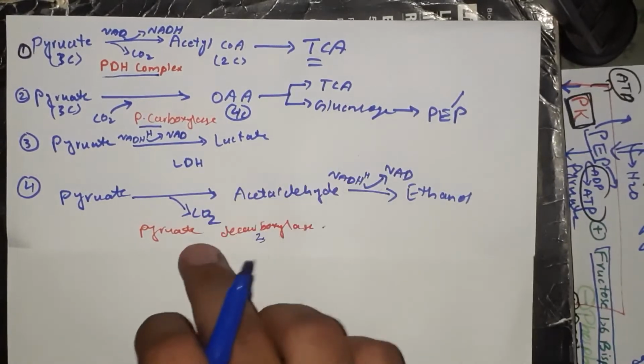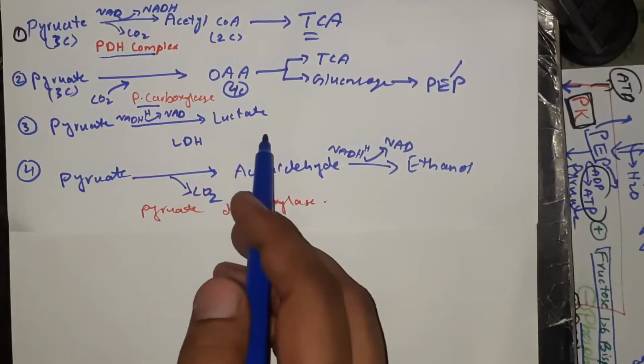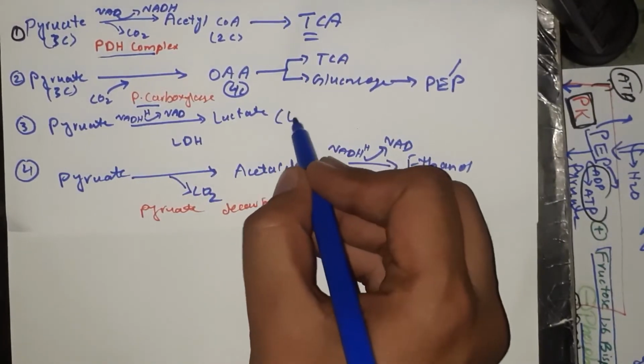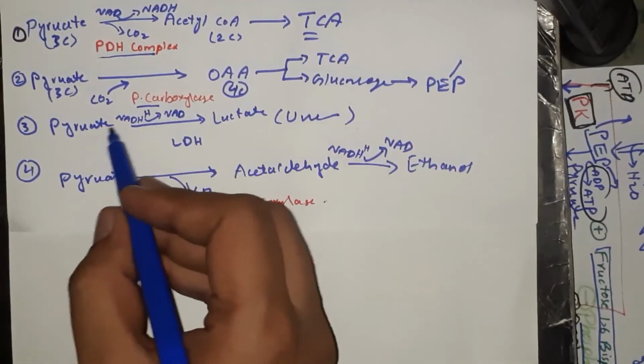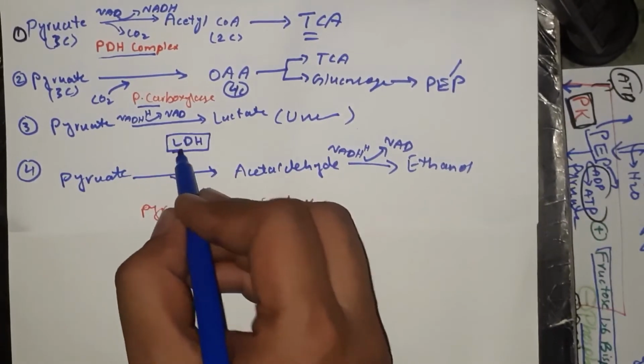So this is the second fate of pyruvate. The third fate of pyruvate is that pyruvate may be converted into lactate under anaerobic conditions, and this step involves the consumption of NADH, and this is catalyzed by the lactate dehydrogenase enzyme.